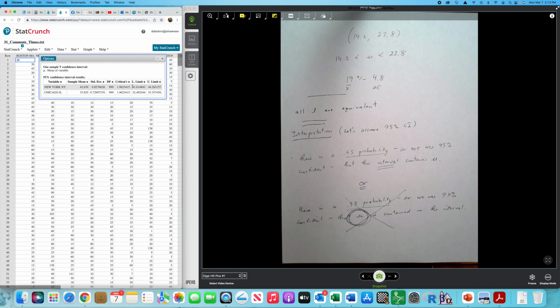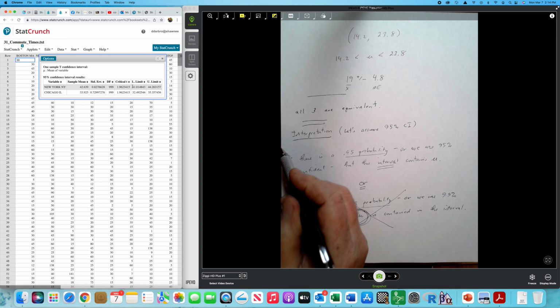Same thing here. We don't know mu. We don't know what we haven't specified. That's what we're looking for. That's what these confidence intervals are all about. It's searching for this value and trying to estimate it. So the first one is not good.